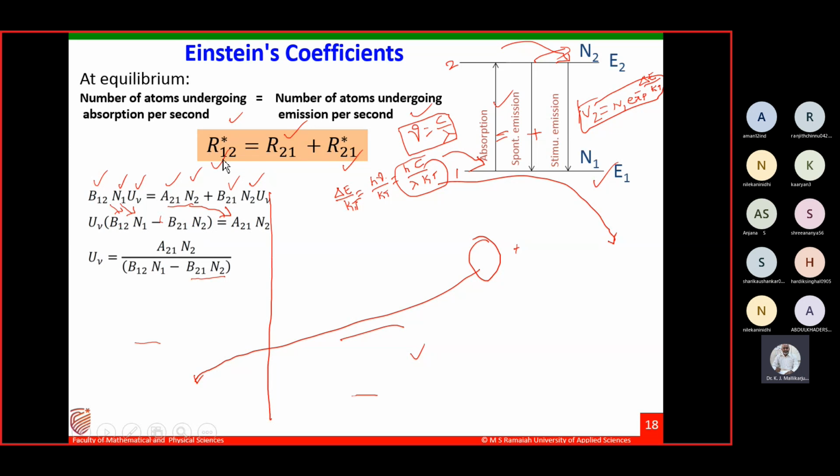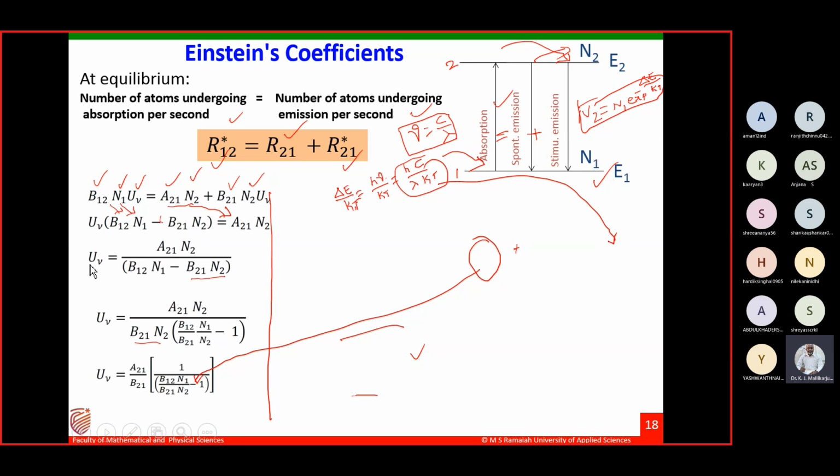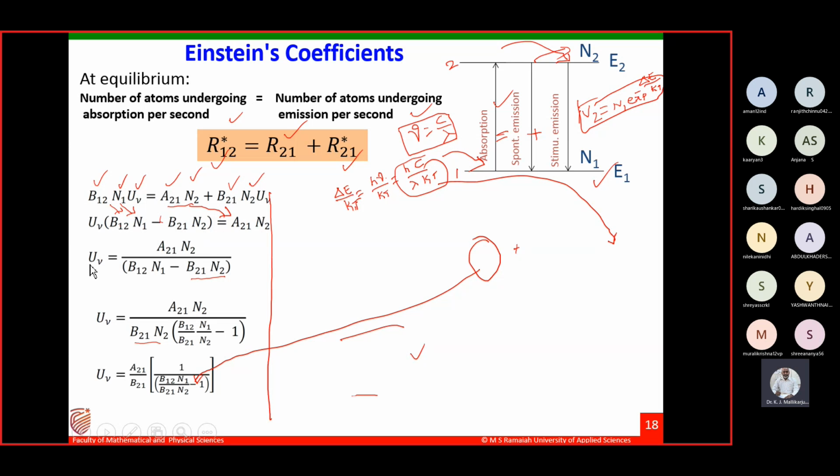These equations we derived in the earlier class, and we equated them to this equilibrium condition, and then we got the expression for energy density. Then simply rearranging the terms, we started using standard equations for how populations in different energy levels are related through the Boltzmann equation. We wrote it and made associated substitutions. This is the final expression we got in the last class.